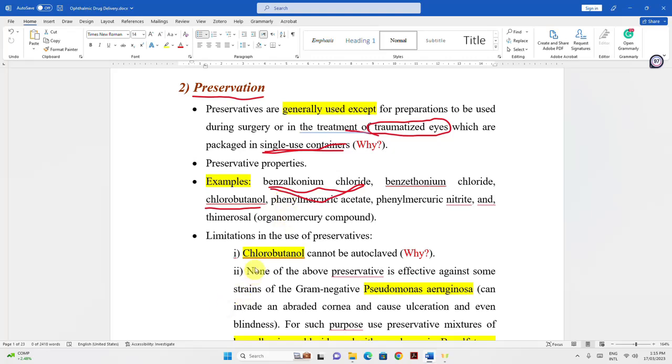For example, if you are using chlorobutanol, you cannot use it in a preparation where you will subject this preparation to autoclaving or to steam heat, because high temperature, even less than the steam temperature, will cause chlorobutanol to deteriorate and degrade into hydrochloric acid. Of course, this will cause the preparation to be ineffective as a preservative, and also the hydrochloric acid will change the pH of the preparation, which is not good as well.